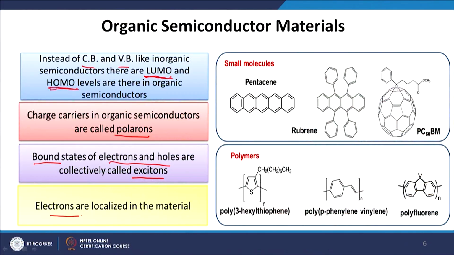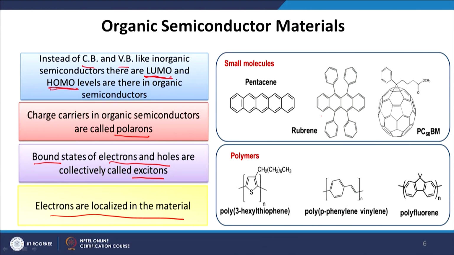And also electrons are localized in the materials, unlike inorganic semiconductors like silicon, where the excitonic binding energy is very low and the charge carriers are free to move around or roam around inside the materials. So, the electrons are delocalized in inorganic semiconductors, but because of the high binding energy of the excitons, electrons are localized in this kind of material. We have to provide some kind of external perturbation in terms of energy, either by light energy or by thermal energy, to dissociate this bound electron hole pair.